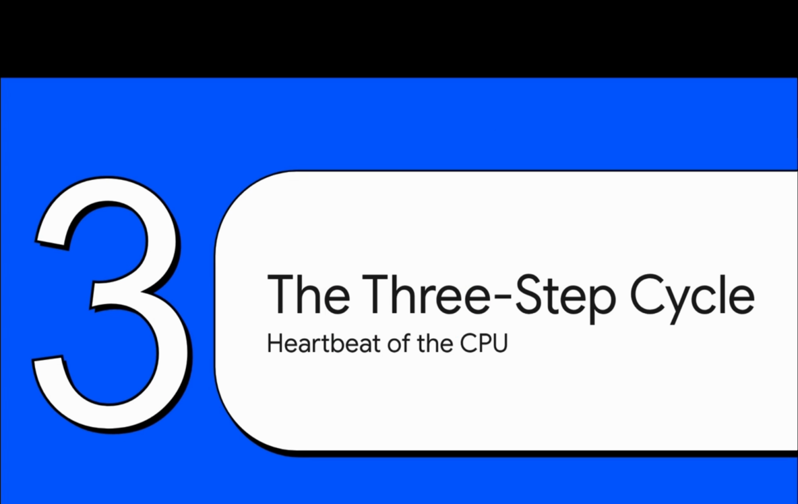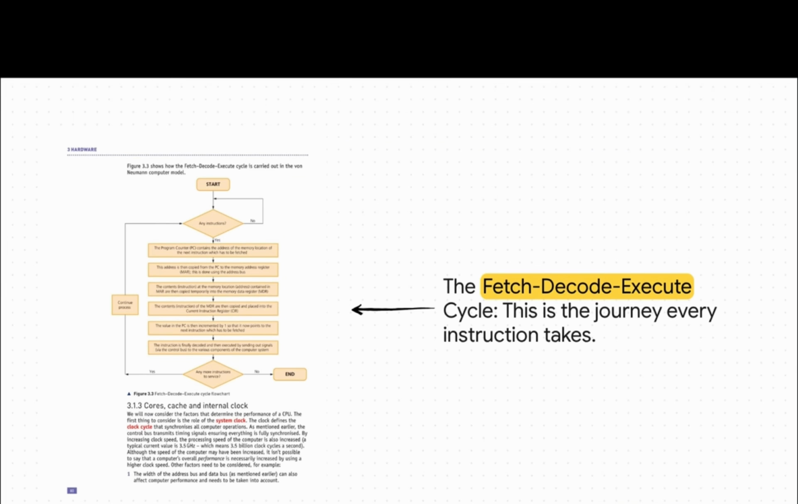So how do these two parts actually work together? Well, they follow this constant repetitive rhythm, a really simple three-step cycle that is, for all intents and purposes, the actual heartbeat of your computer. And this flowchart right here, it maps out that heartbeat perfectly. It's called the fetch, decode, execute cycle.